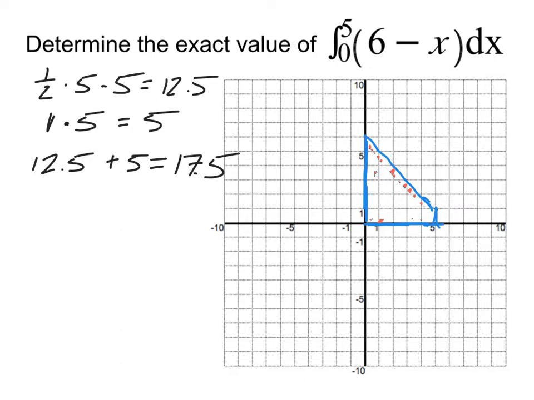The bases, remember, are always the parallel ones, so the leftmost one is 6, plus the rightmost one is 1. So I do 6 plus 1 over 2. That gives me the average of the bases, and I multiply by the height. The height is the distance between the bases, so I'd multiply that by 5. And what do you suppose we get? Same thing, right? 17.5. Whichever way you chose to do it is fine, but I want you to remember that we could just do it as a trapezoid straight up.